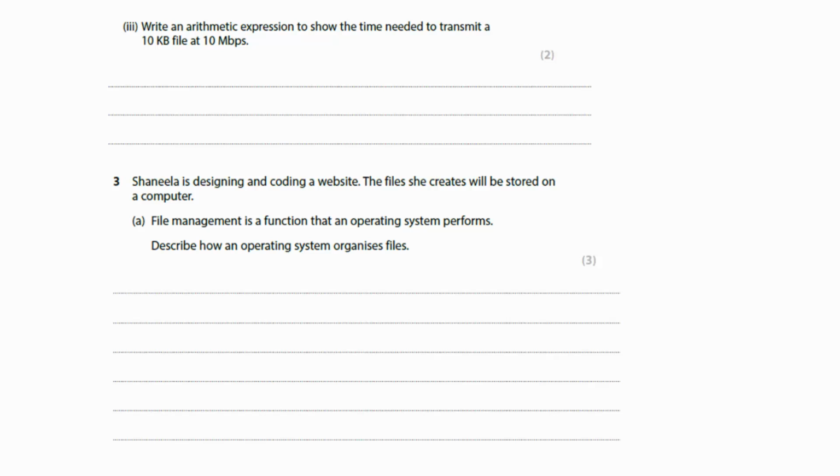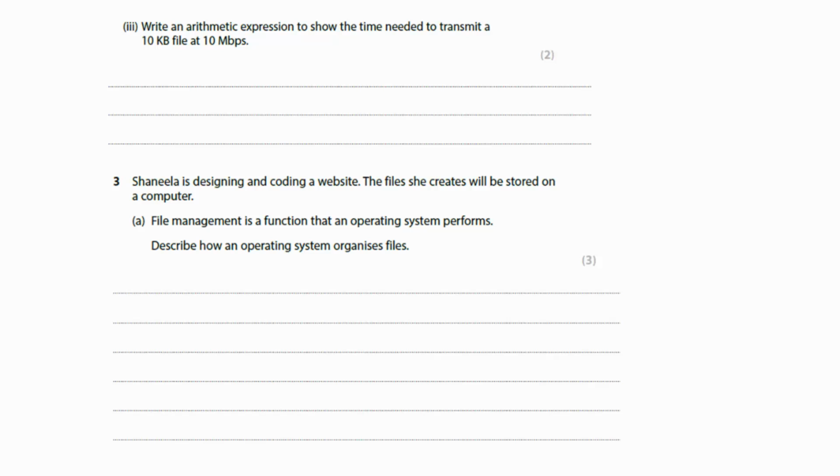For the third part of this question, we have to write an arithmetic expression to show the time needed to transmit a 10 kilobyte file at 10 megabits per second for 2 marks. Not an easy question this, because it gets a bit confusing with the units. It's not asking us to actually work out the time, it's asking how you'd calculate it. Obviously this is a non-calculator paper, so it'd be a bit unfair.